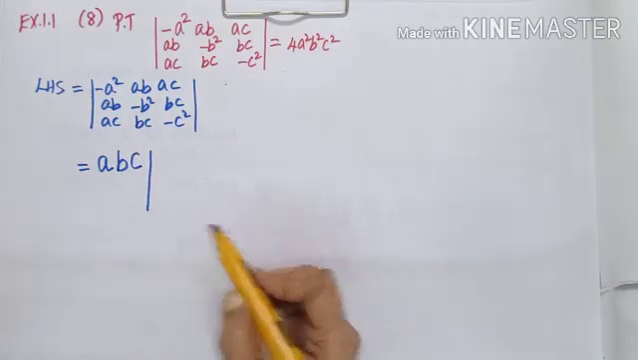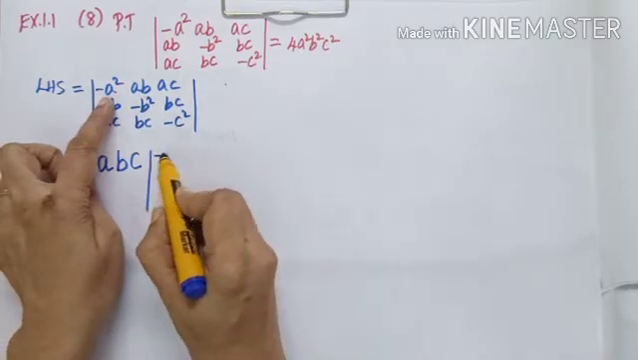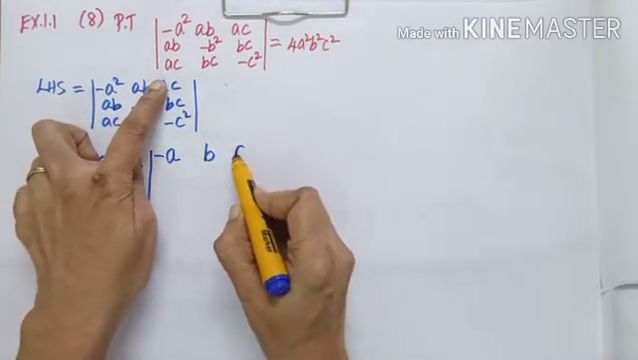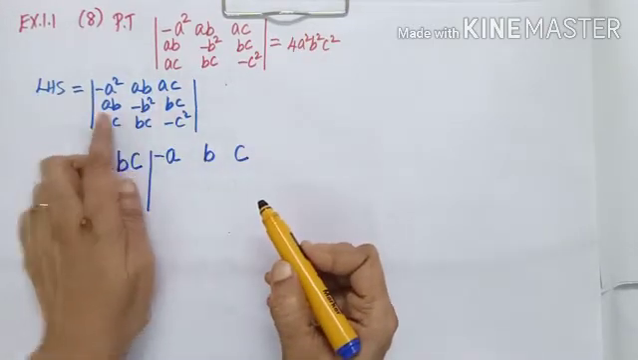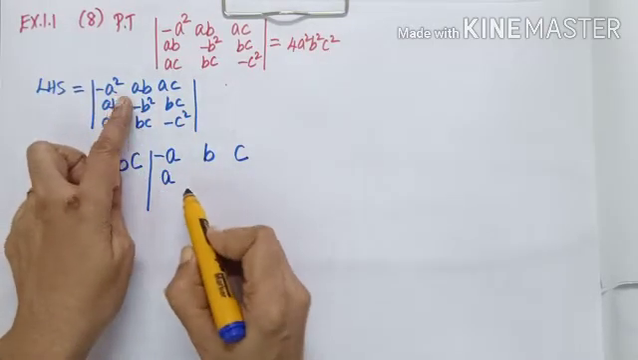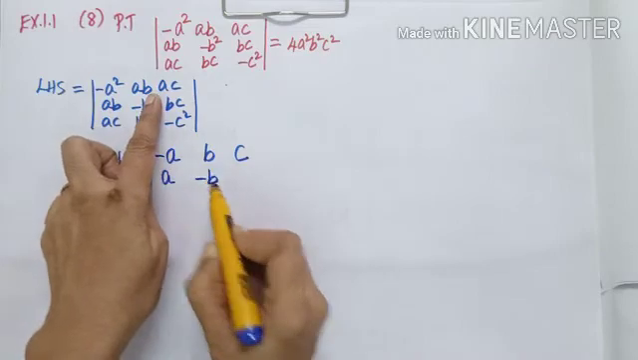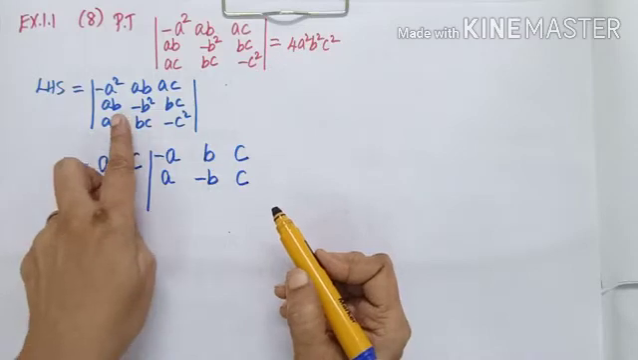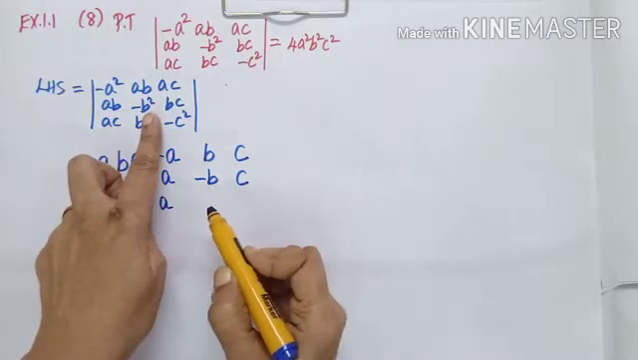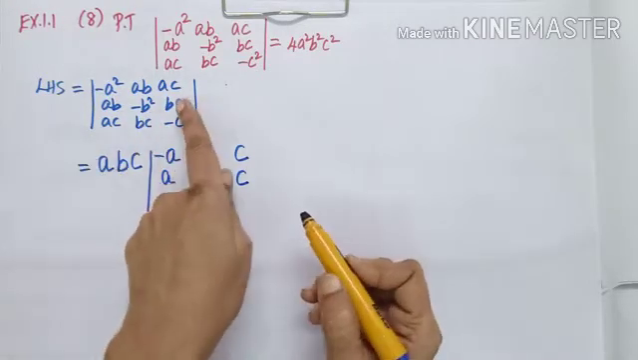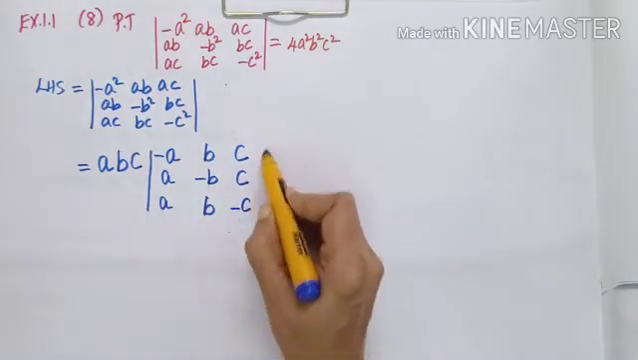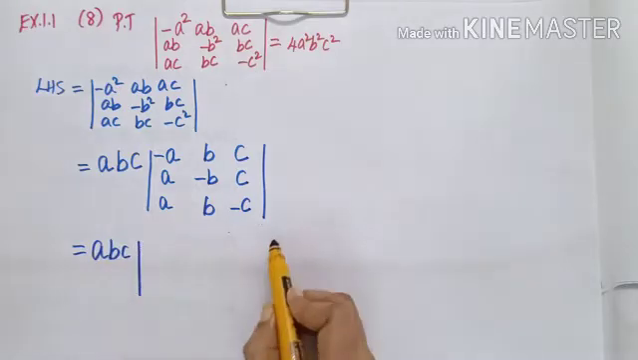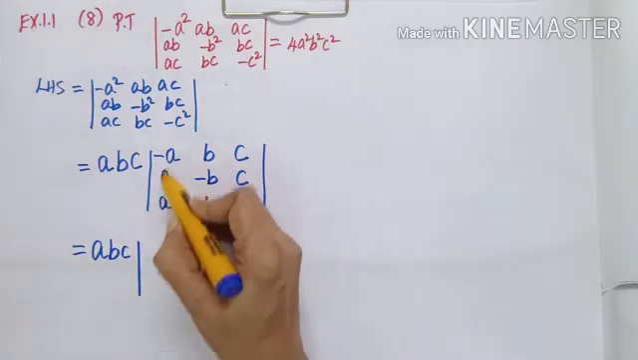What is left out? I am taking A out: minus A, A is taken, B, A is taken, C. Second row B is taken: A, B is taken, minus B, B is taken, C. Third row C is taken: A left out, C is taken, B left out, C is taken, minus C left out. Now I can see here A, here minus A.